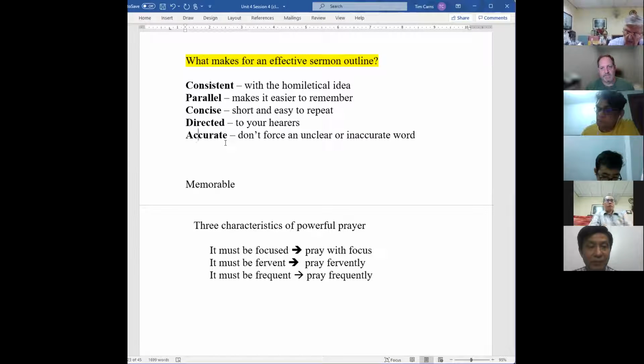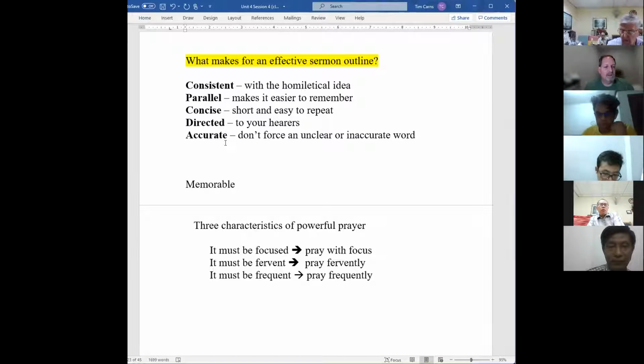Is it consistent with the homiletical idea? Again, if your homiletical idea is focused on the sovereignty of God, then your outline points should be connected to that theme. Is it parallel? Meaning, are each of the points in your outline parallel with each other? So like these points where they sound similar to one another, same length, the same structure.